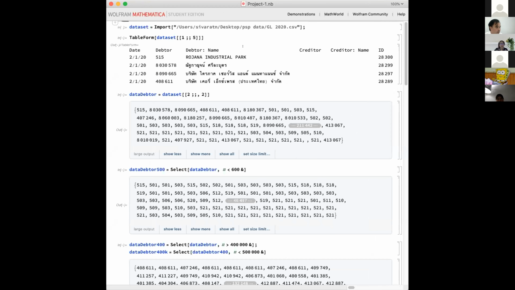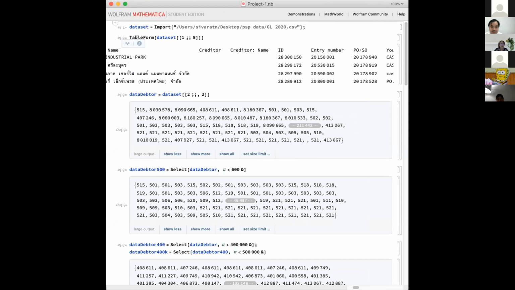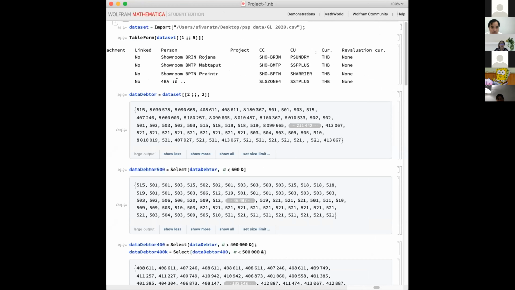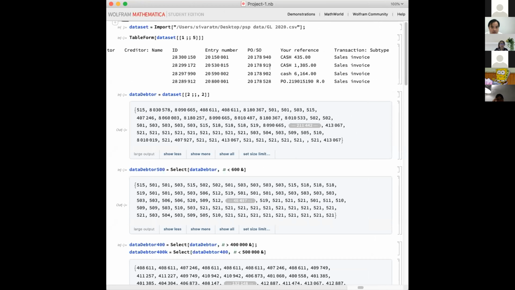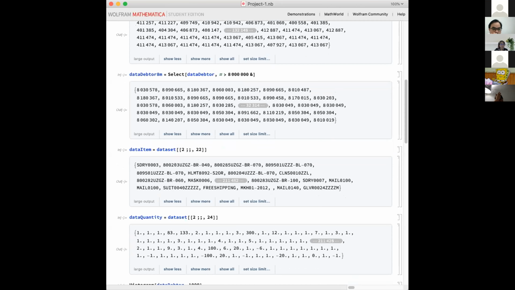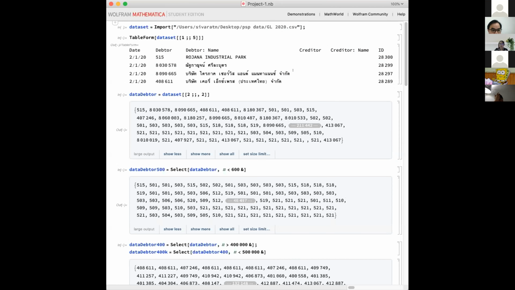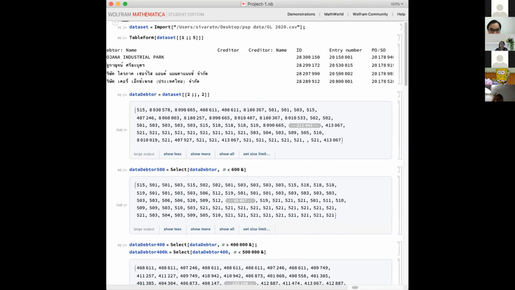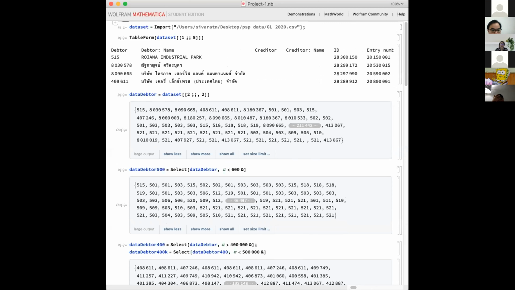This is my data. So I put it in a table form to see which columns I will be using, and I use the column debtor, which is the customer names. What is this data again? Sorry. The data is a general ledger of a company that shows how many items are sold.